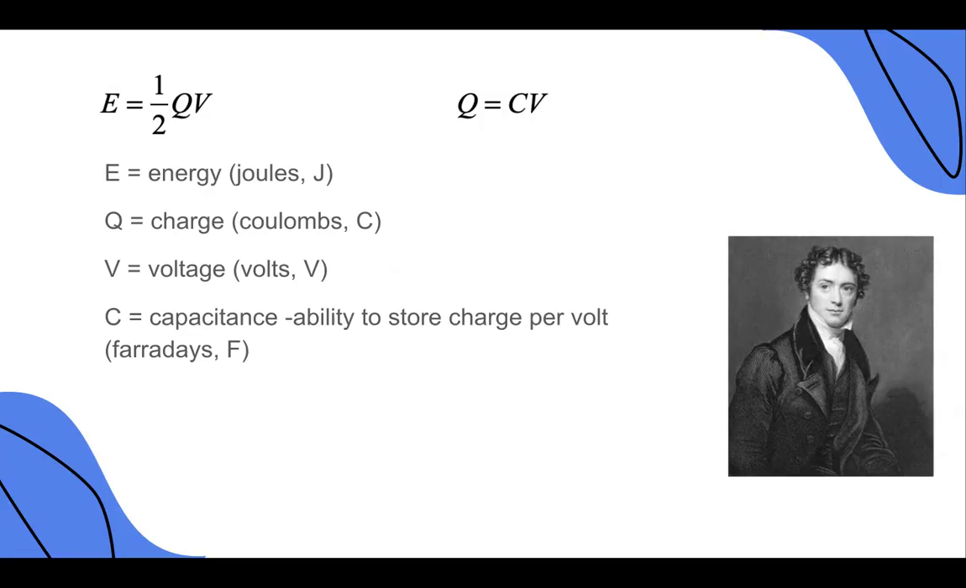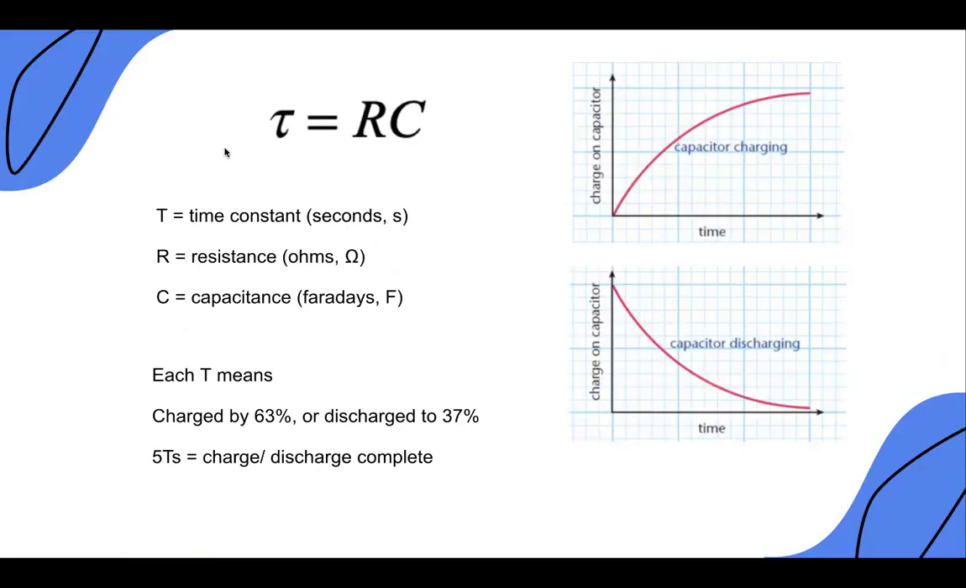So Q is charge measured in coulombs, C. V stands for voltage, and it's measured in volts, V. And the energy equation, E, is an old friend, it's measured in joules. Does this formula look familiar to you? A little bit? Yeah, good.